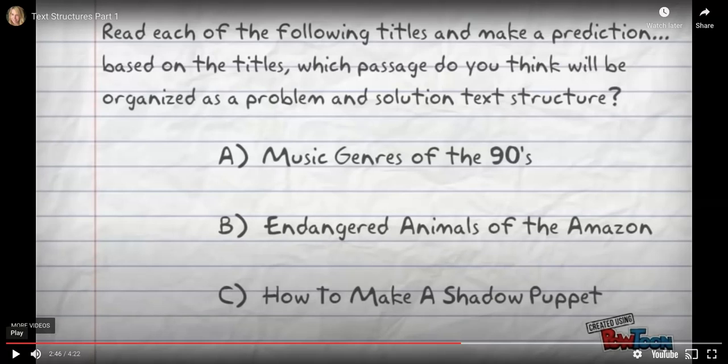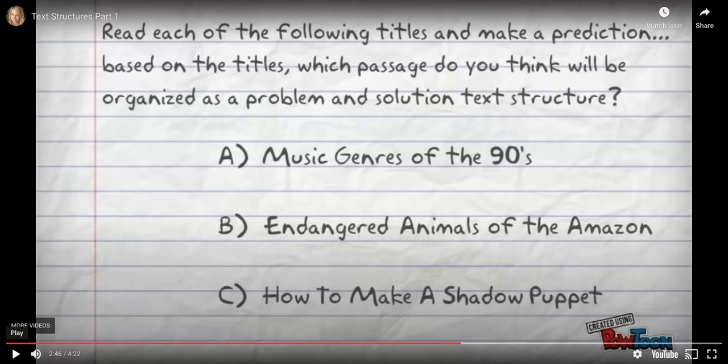So again, if you were asked to make a prediction, an educated guess based on what you already know about the structure of problem and solution in a nonfiction text, which of these titles would you automatically identify or think of as a problem and solution? Music genres of the 90s, endangered animals of the Amazon, how to make a shadow puppet. Again, we're thinking about problem and solution.